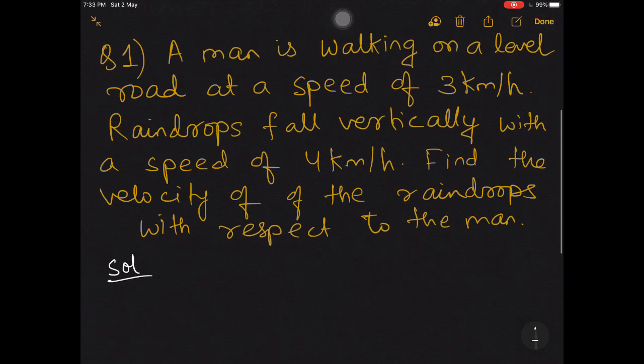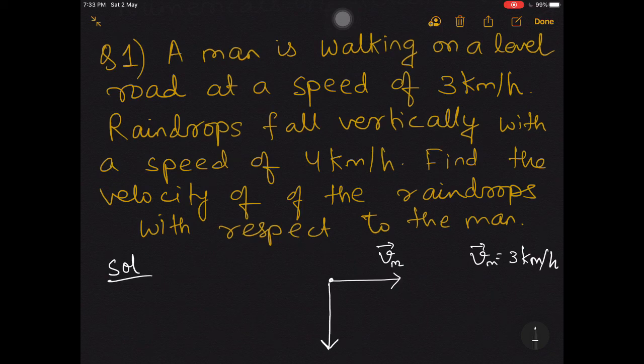I will first try to draw a vector diagram. A man is walking on a level road at a speed of 3 km per hour. So let me represent the velocity of man like this. Velocity of man, and I am writing here at the side, how much is the velocity of man? 3 km per hour. Raindrops fall vertically with a speed of 4 km per hour. So let this vector represent the velocity of raindrops. So velocity of raindrops is 4 km per hour.